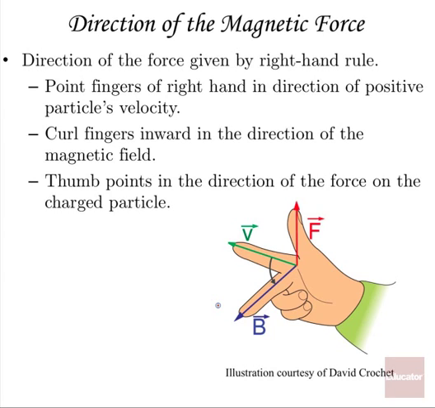So let's assume we've got a particle going this way, a magnetic field pointing right toward me. I would point my fingers in the direction of the particle's velocity, bend them toward the magnetic field, and my thumb is going to point in the direction of the magnetic force. That's called the right-hand rule. If you have a negative charge, if it's an electron that's moving, go ahead and use your left hand, but the same rules.